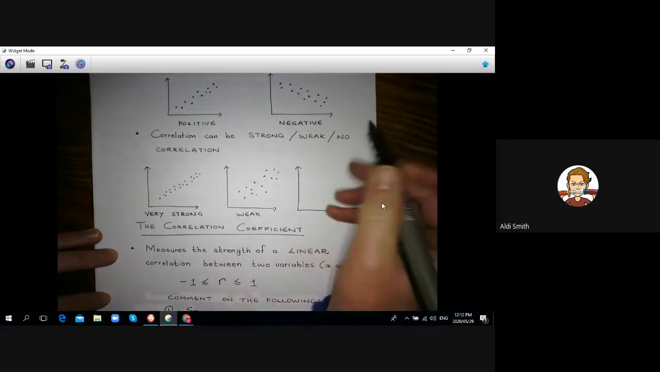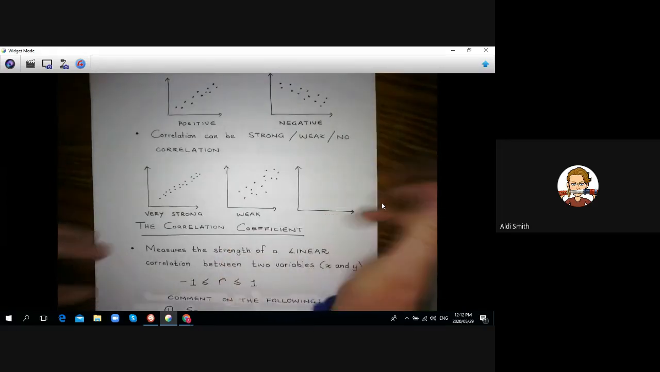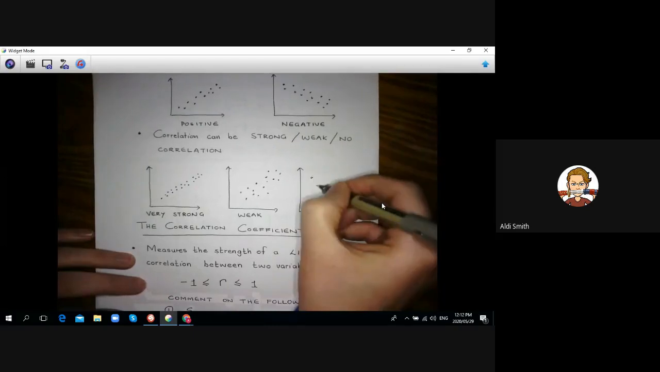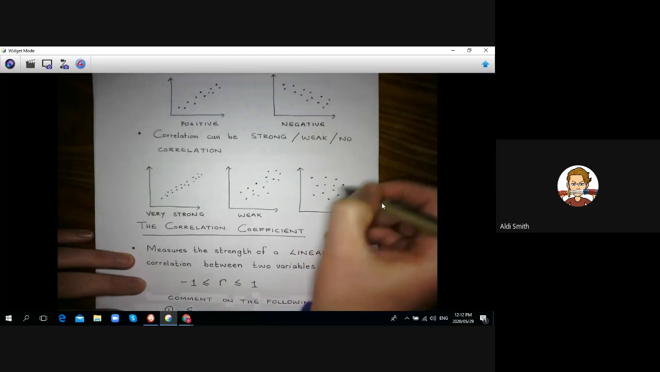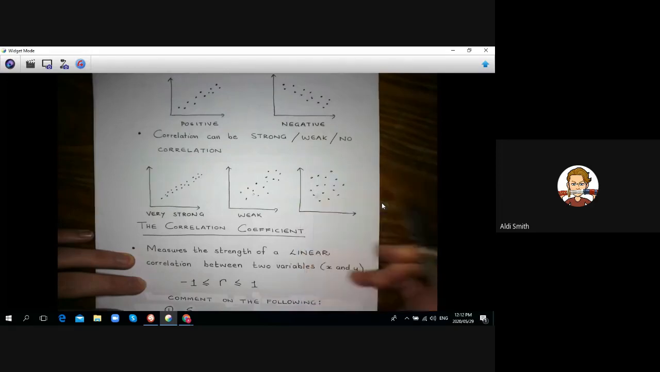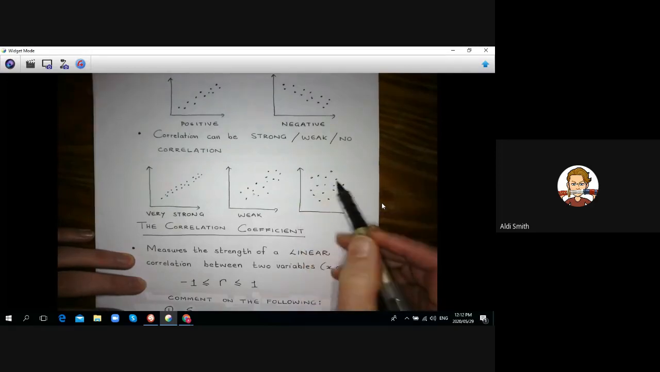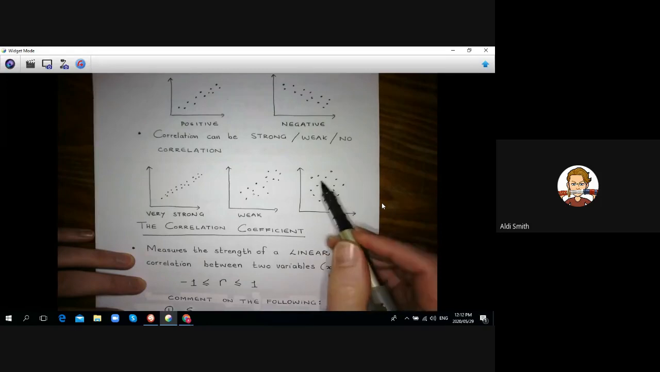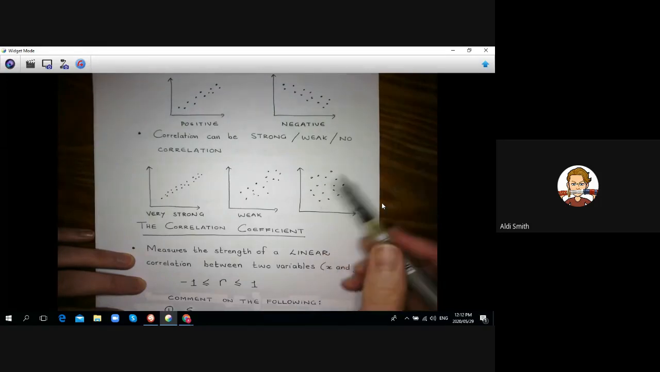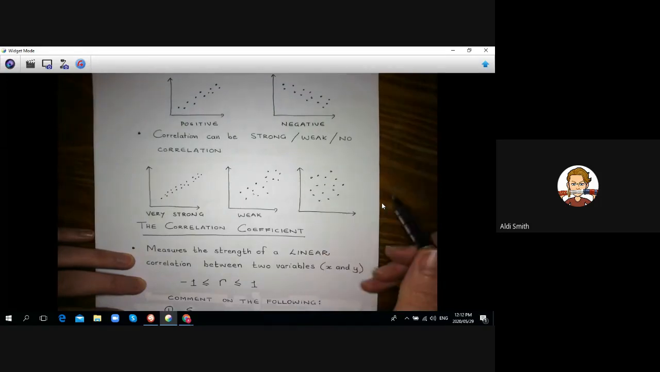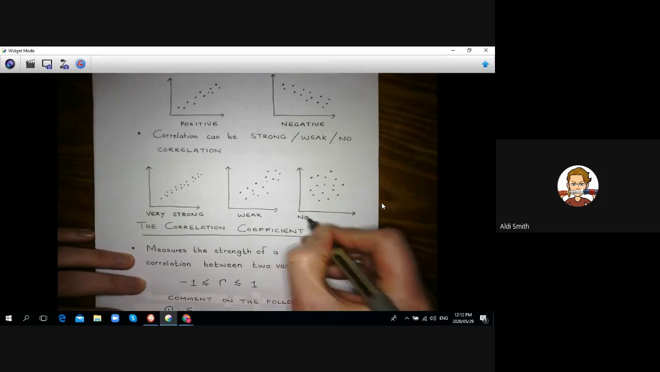And then no correlation, I always say to people, looks like a swarm of bees. So if you put the dots everywhere, like this, like a big swarm of bees, there's no way you can tell me this seems to be forming a straight line. It doesn't. There doesn't seem to be, is it positive? Is it negative? Is it a straight line? This is pretty much no correlation.